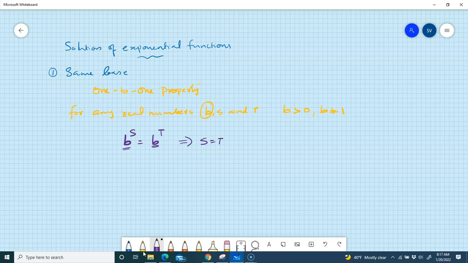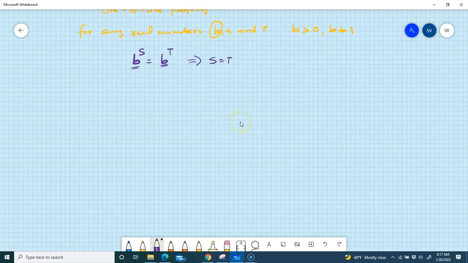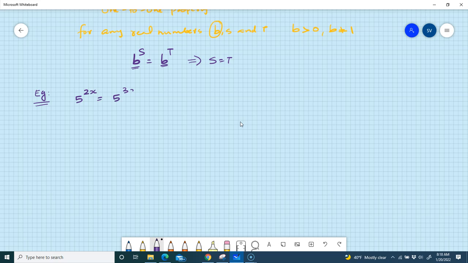Okay, so let me use this property for solving exponential equations. I can show you one example. The problem is to solve 5 to the power 2x equal to 5 to the power 3x plus 2. 5 to the power 2x is equal to 5 to the power 3x plus 2.